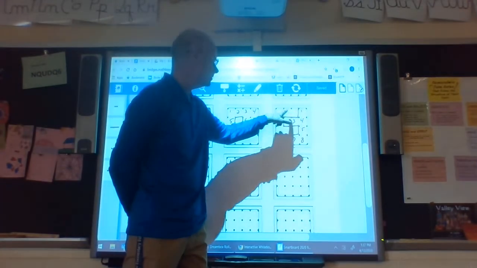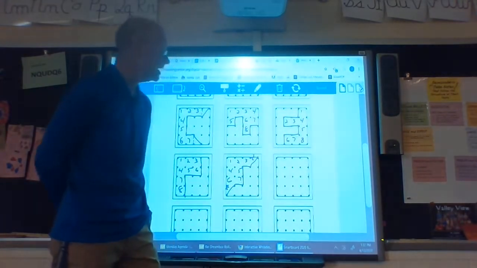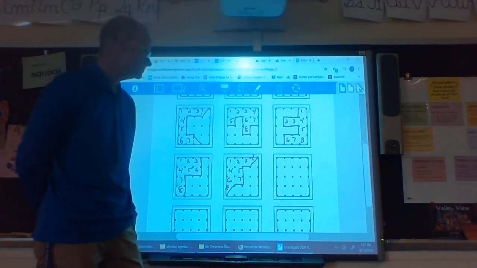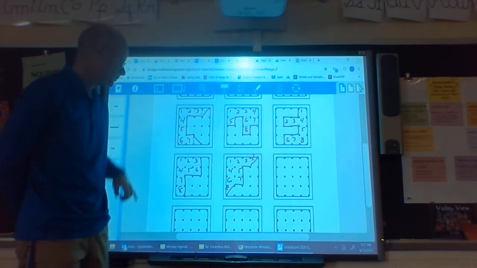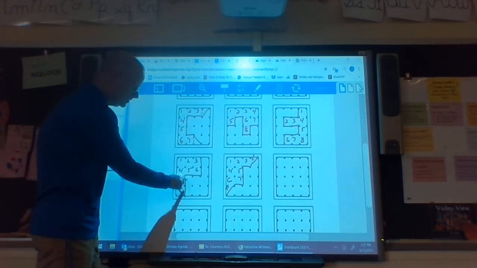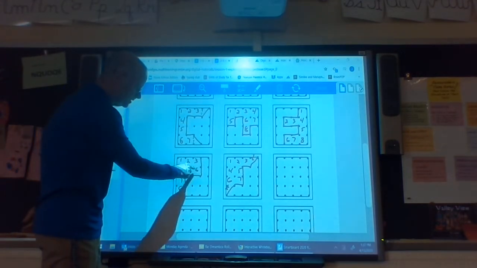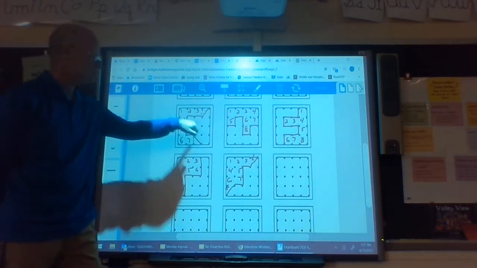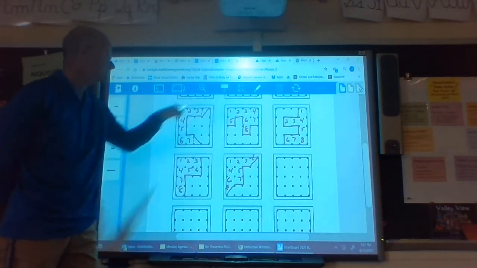I drew another line going down this way, and I counted, and I made sure that I had 8 on each side. Now this one, again, I just drew a line over here, making sure that I had 8 squares on each side. Now these two, you're going to notice that I had a diagonal line.